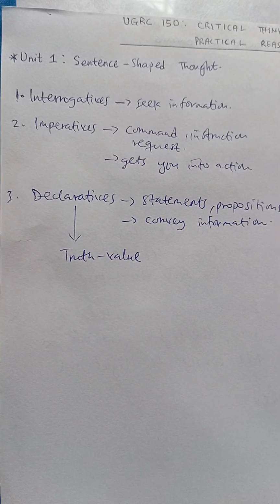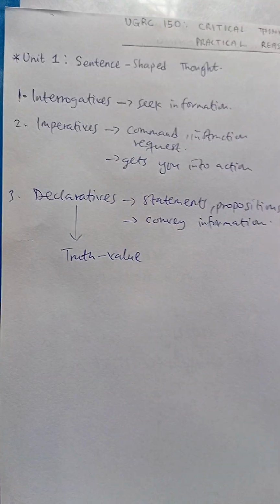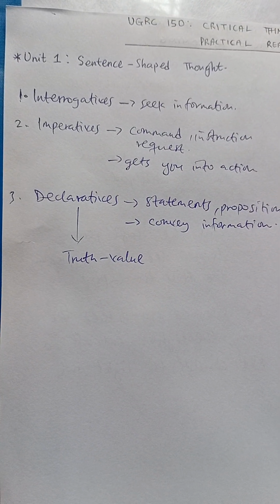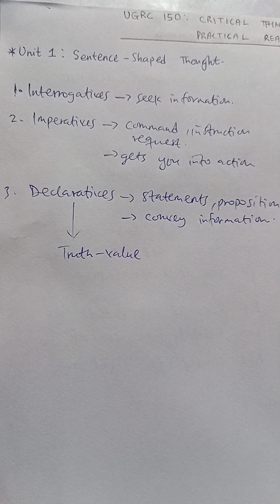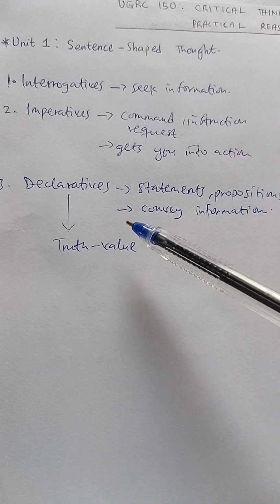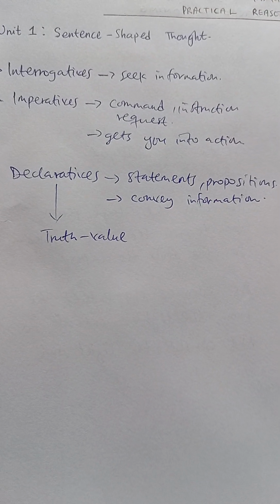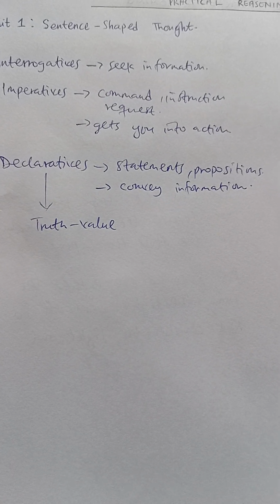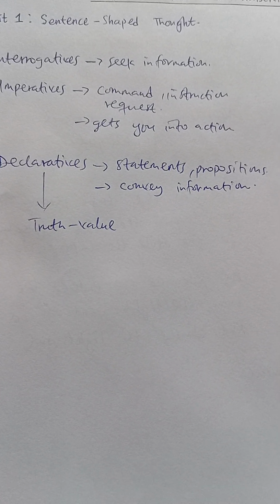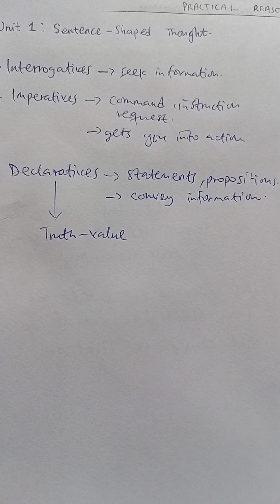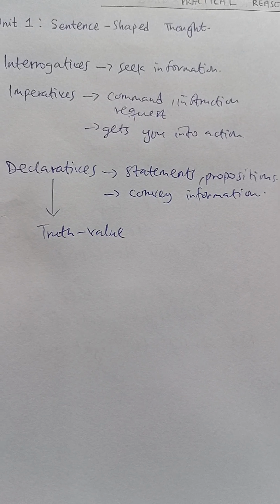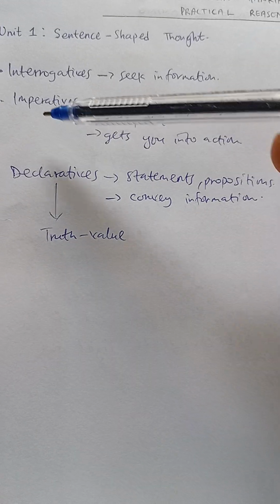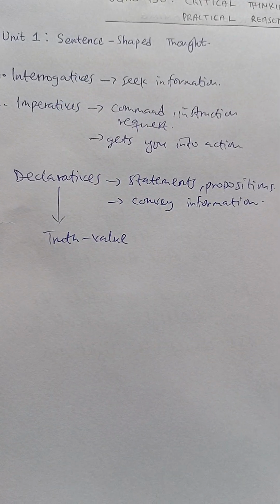So that's one thing we must know. The other two do not bear truth values. Only declaratives bear truth values. If I say she's a good friend, it's a declarative because it's giving information. If I say he can score 10 goals in a row, it is a declarative. It doesn't fall into imperative or interrogative.